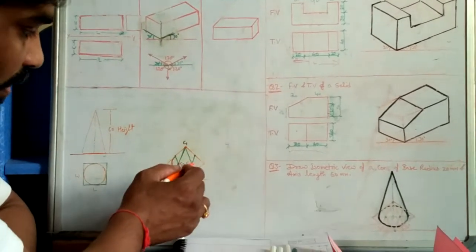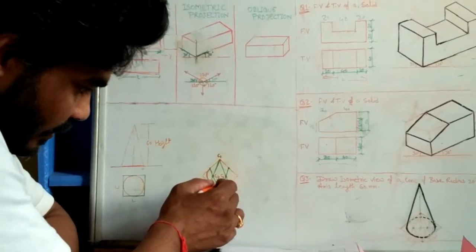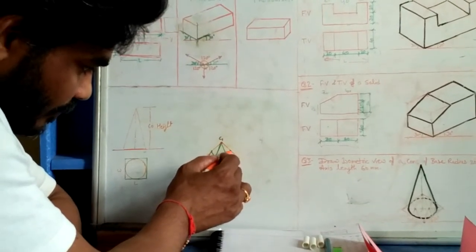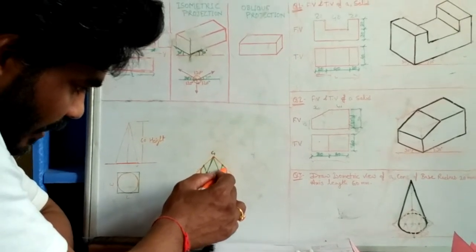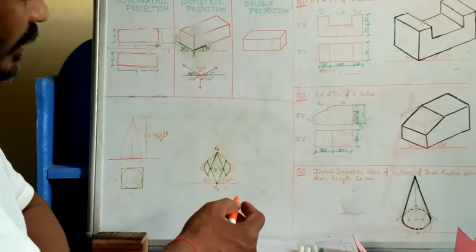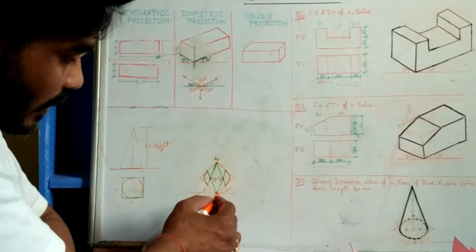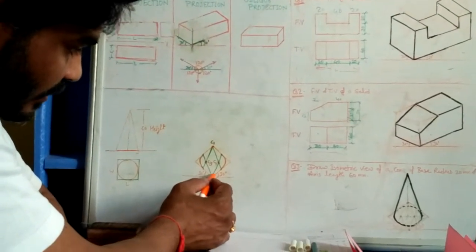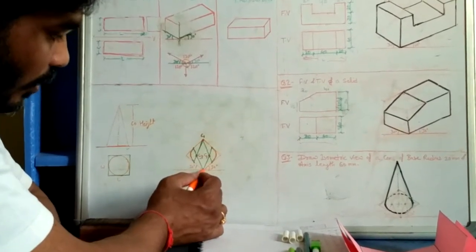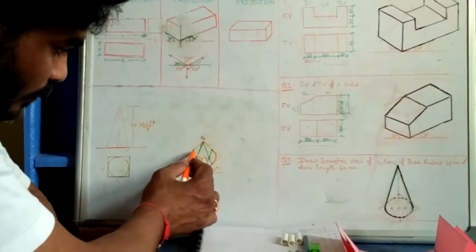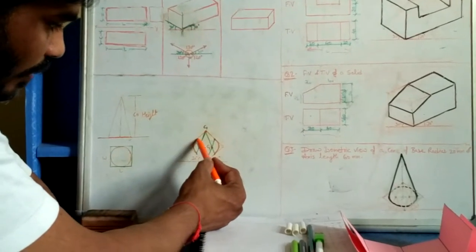After that, take C4 as a center and C4 to this much length as a radius, draw an arc like this. After that, take C2 as a center, keep the pinpoint of the compass at C2, and from here to this point as a radius, draw an arc.